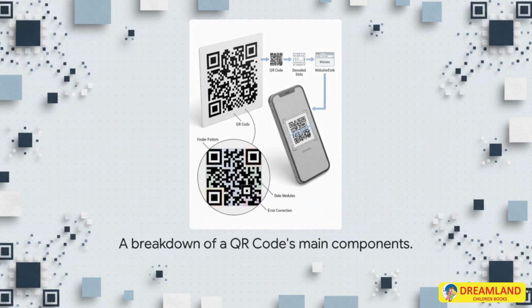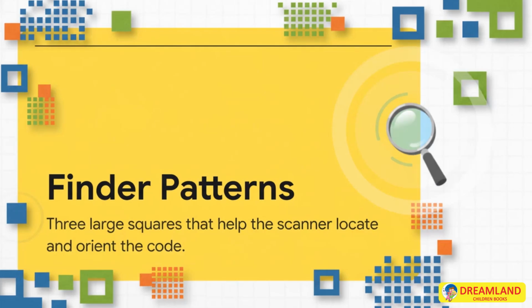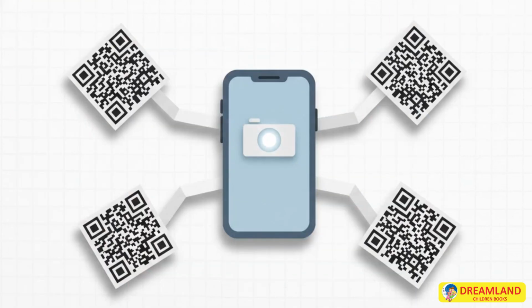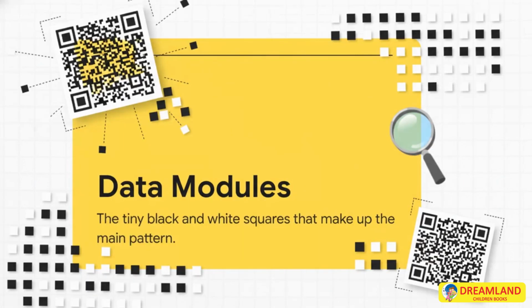Those 3 big squares in the corners, they're called finder patterns. These are super important. They tell your phone where the code is and how it's oriented. That's why you can scan a code from pretty much any angle, even upside down.